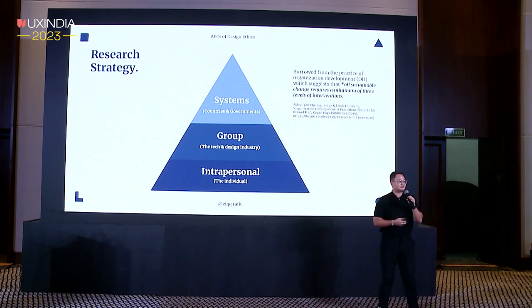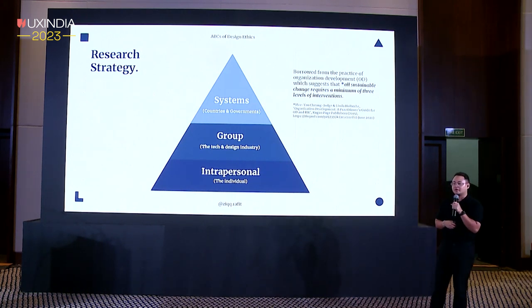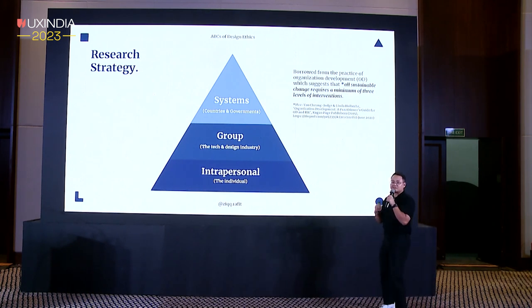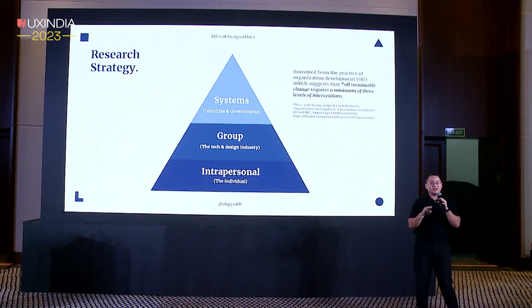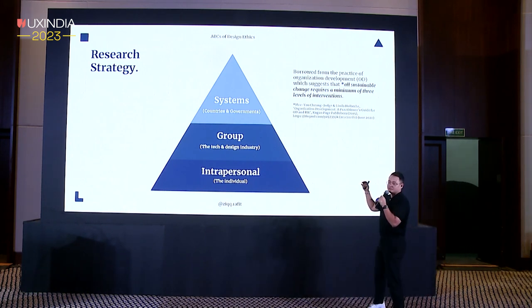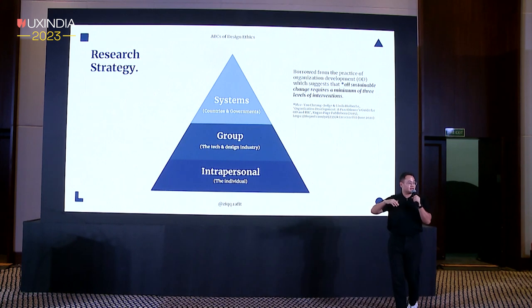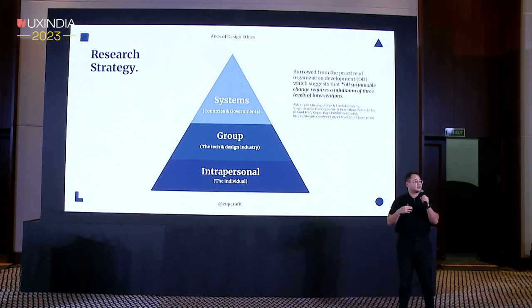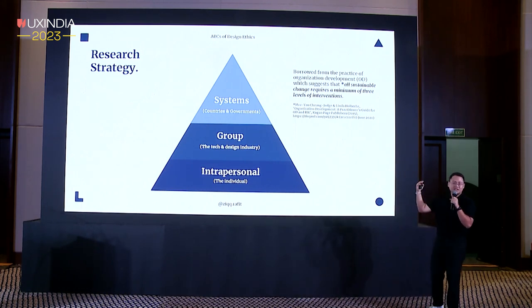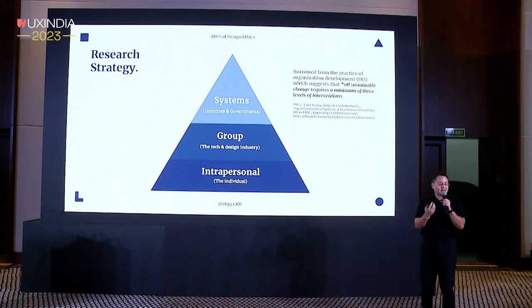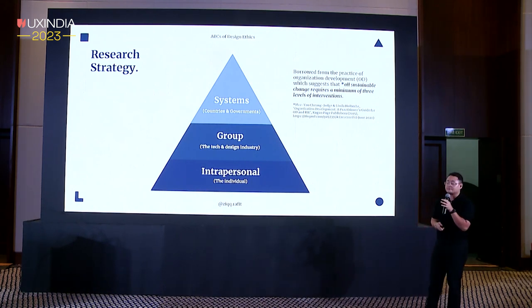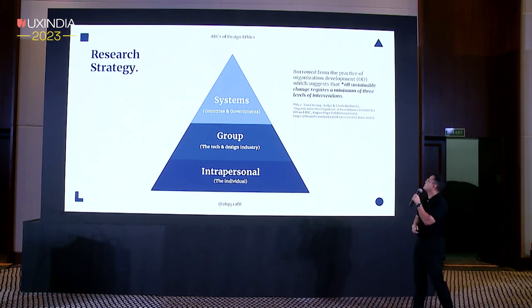In my research strategy, when thinking about how to bring ethics into design, I realized it needs to happen at three levels. For any intervention in any industry to be adopted sustainably, it needs to happen at the individual level, which is us designers; at the group level, as the tech and design industry; and at the systems level, where policy comes in on a national level. If all three have an understanding of that, then ethics may be adopted more sustainably. This is also borrowed from organizational design, or OD.